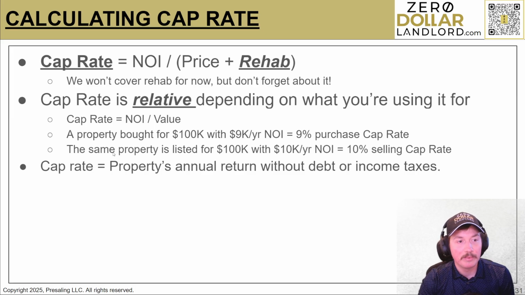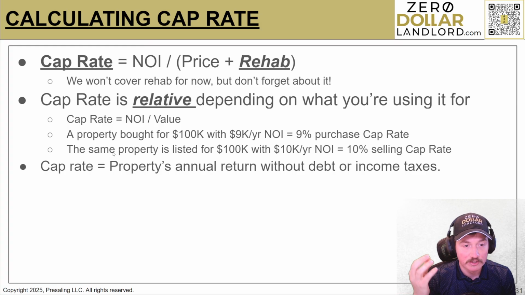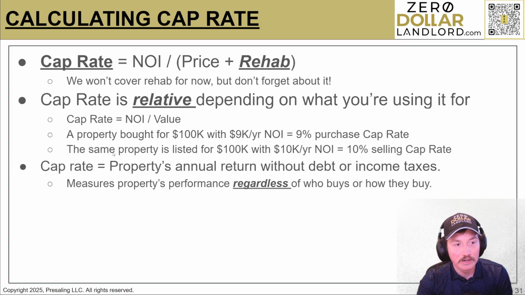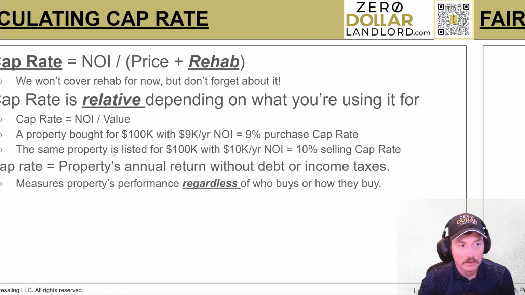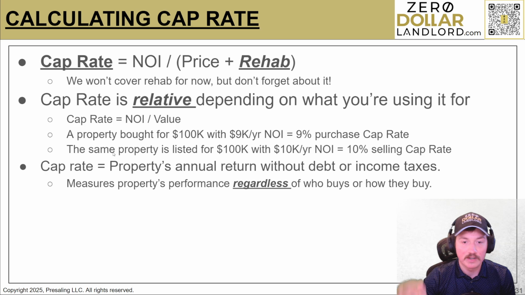So cap rate is a property's annual return without debt or income taxes, right? It's just, what does the property itself do? Because again, we're talking about NOI, the net income, which is specific to the property. So same thing here for cap rate. It's the objective measure of a property's performance regardless of who buys or how they buy. So if I buy it with a bank, it's not going to change the cap rate, because we don't care about debt. We're talking about what the property itself does.